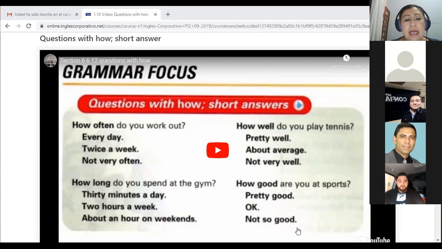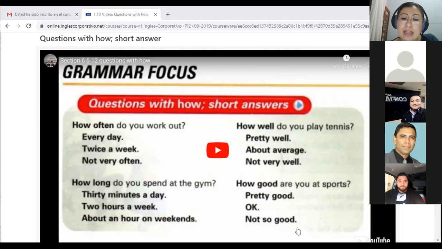How well do you play? In this case, how long do you spend at the gym? This question is, ¿cuánto tiempo pasas en el gimnasio, verdad? 30 minutes a day, 2 hours a week, about an hour on weekends. How often do you work out? Work out es ejercitarse, ¿verdad? Every day, twice a week, not very often. How well do you play tennis? Pretty well, it's like bastante bien. About average, un promedio, ¿verdad? I'm not so good, but I'm not too bad. Not very well, it means I can't play much.